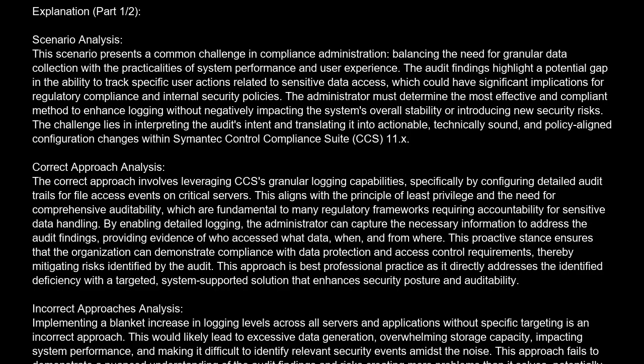Incorrect approaches analysis. Implementing a blanket increase in logging levels across all servers and applications without specific targeting is an incorrect approach. This would likely lead to excessive data generation, overwhelming storage capacity, impacting system performance, and making it difficult to identify relevant security events amidst the noise. This approach fails to demonstrate a nuanced understanding of the audit findings and risks, creating more problems than it solves, potentially leading to a violation of operational efficiency guidelines and increased costs.